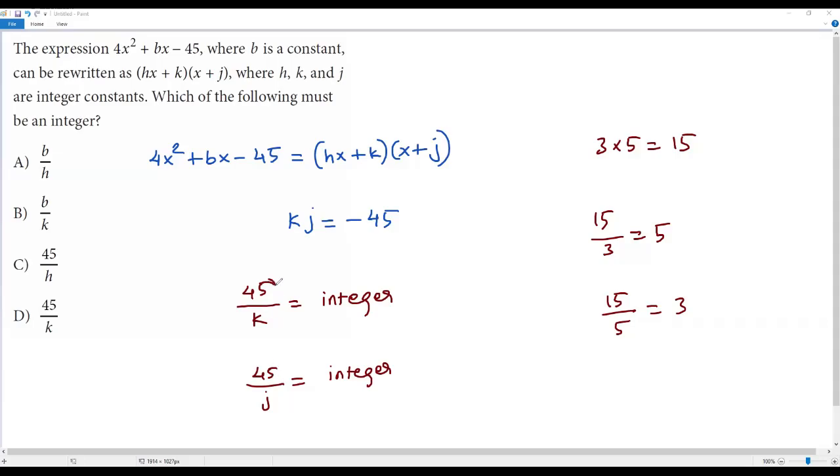I find 45 over k in option D. So 45 over k must be an integer. So the correct answer choice for this question is option D.